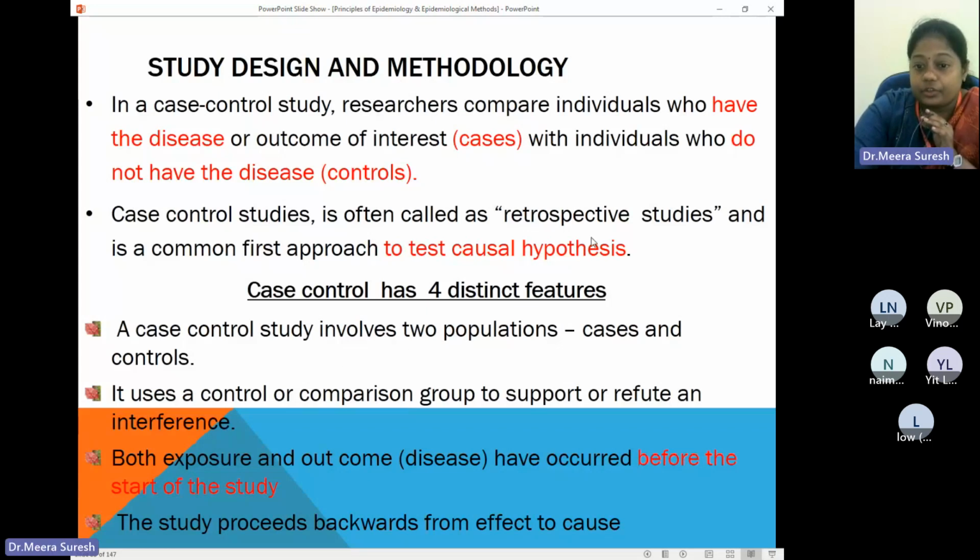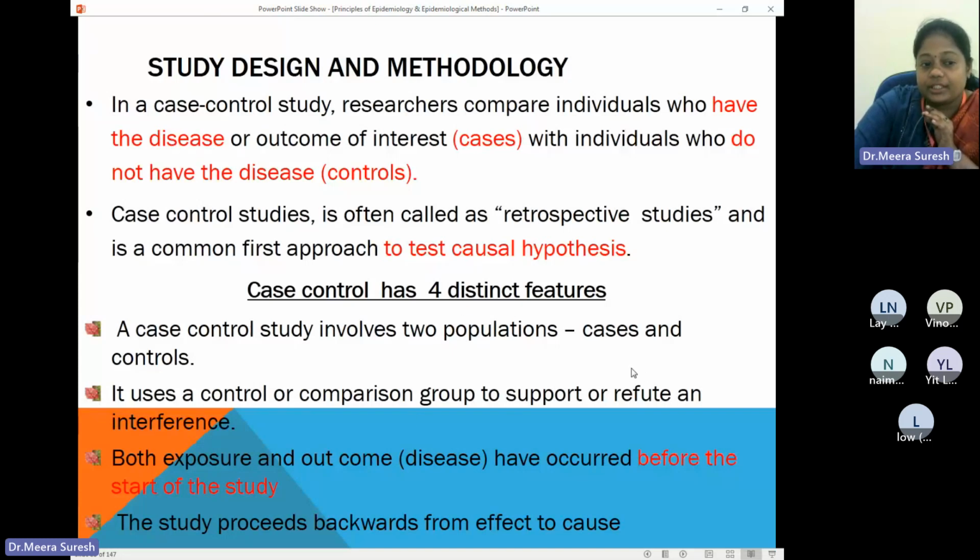This is often called a retrospective study and it is the common first approach to test a causal hypothesis. Though we don't get the exact cause over here, for that we have to go to the next study, that is cohort study. So all these are like a step by step process. From the case report, when we put that hierarchy, you can imagine it is actually one step forward every time. So to test the causal hypothesis, the first one will be this one, the case control.